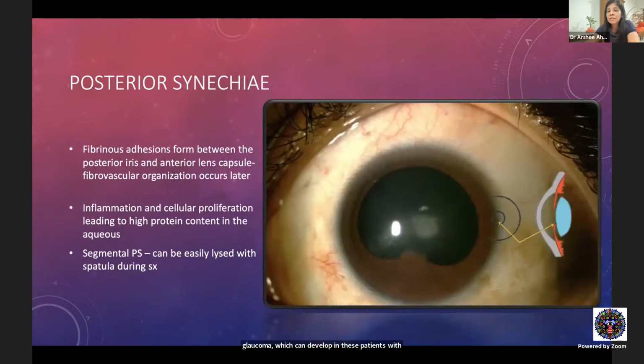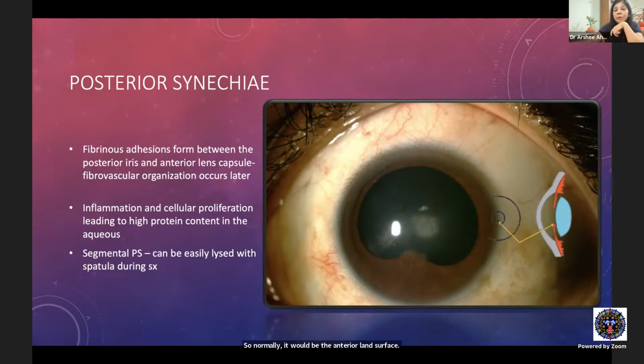So now what is posterior synechia? So normally, as we discussed, the iris is not in real contact with the anterior lens surface. So any sort of adhesion which forms there between the iris and the structure posterior to it is a posterior synechia. So normally it would be the anterior lens surface. It could also be the intraocular lens if it is a pseudophakic eye.